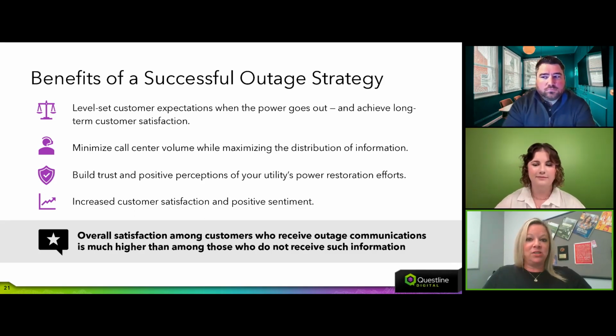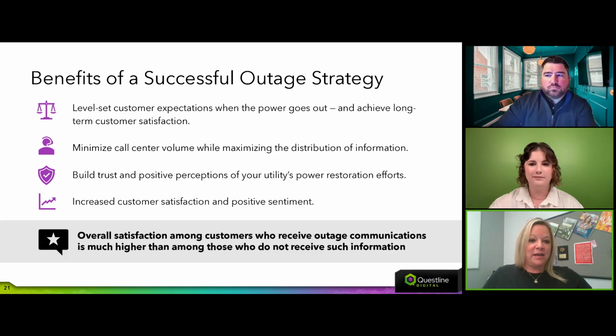During a storm, in the action phase, help minimize call center volume during the height of an outage by communicating with your customers in other ways. Finally, in the affirm phase, after the storm, build trust and positive perception to increase customer satisfaction. Weather can be unpredictable. How you respond really doesn't need to be. And now I'm going to pass it over to Maureen for Q&A.